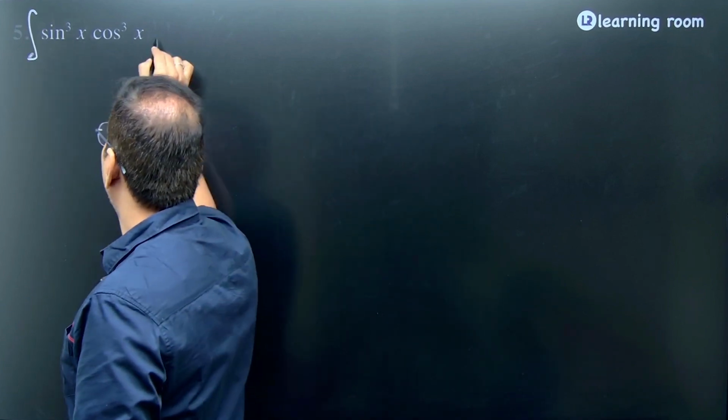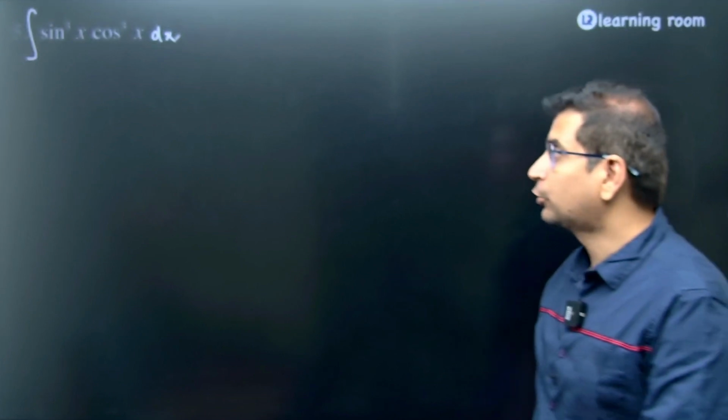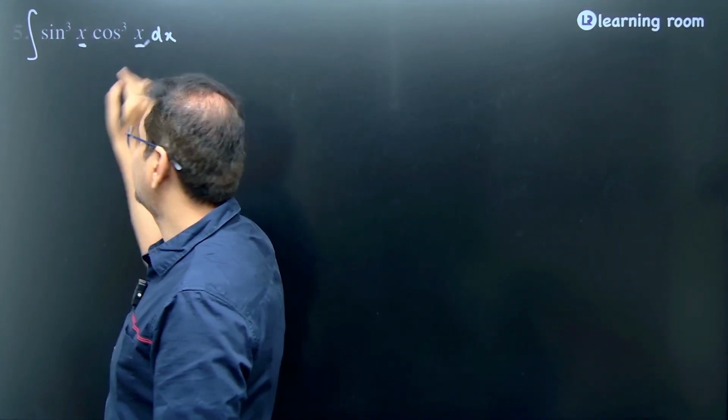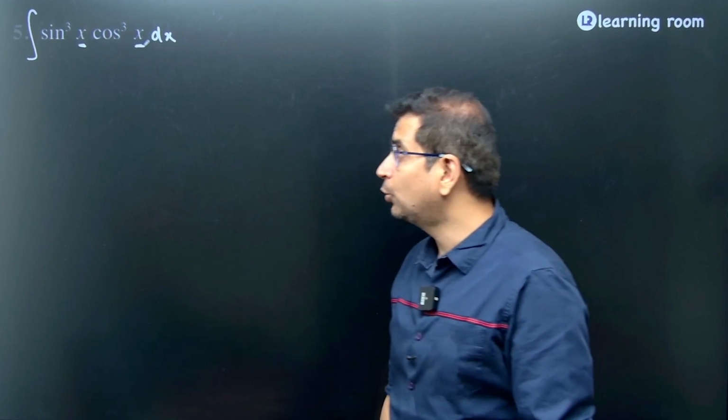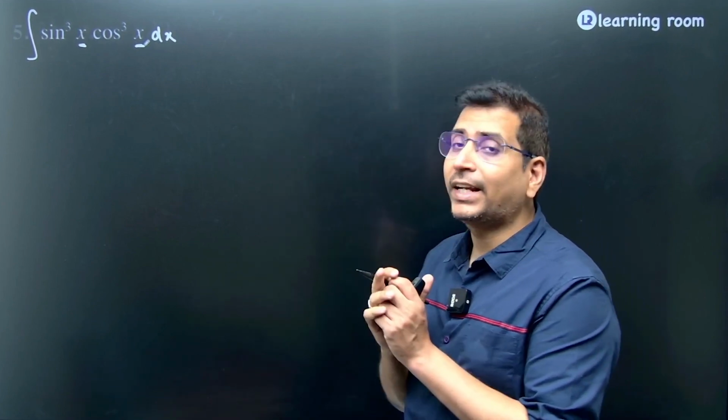Now the fifth question is integral of sine cube x into cos cube x. So here if you observe, the angle of sine and cos are the same. So I would suggest you to use the concept of making it sine 2x and then proceed.